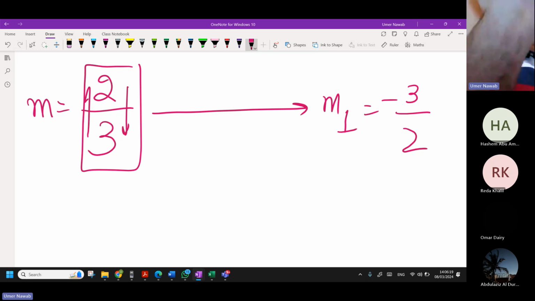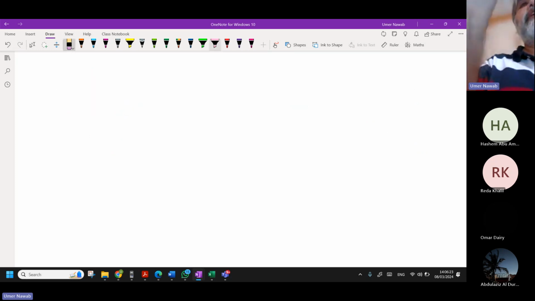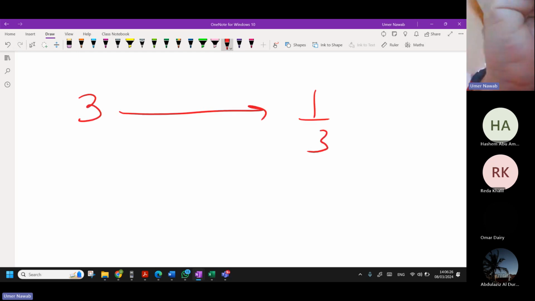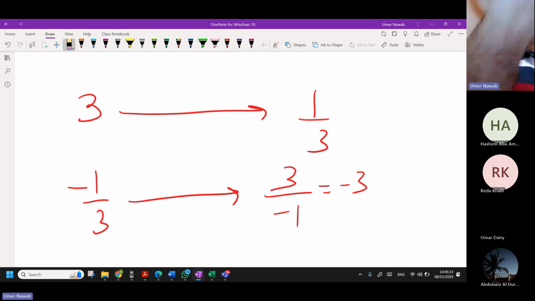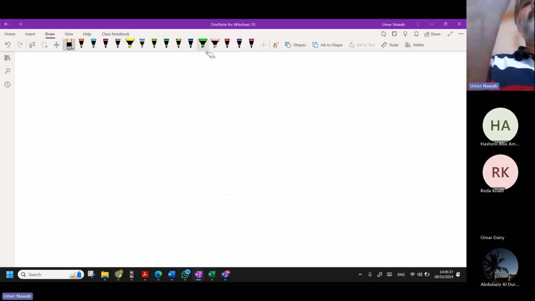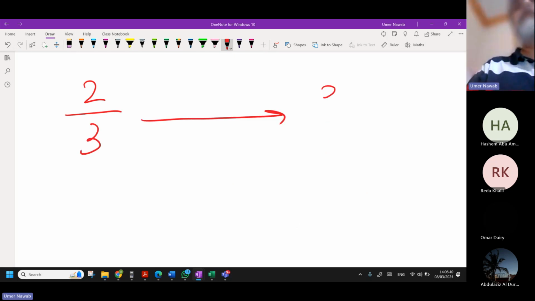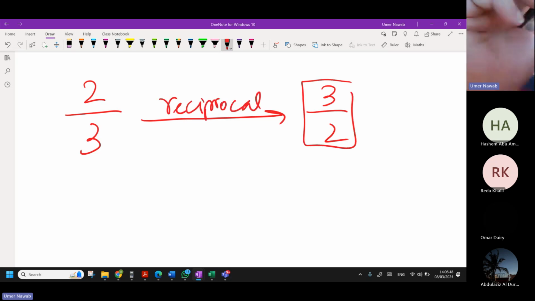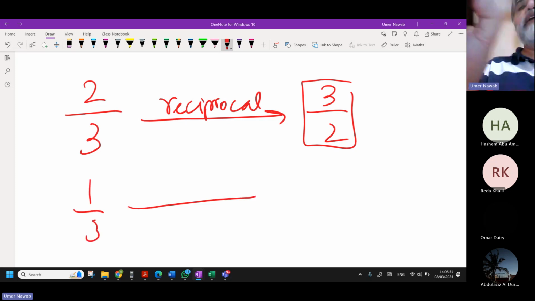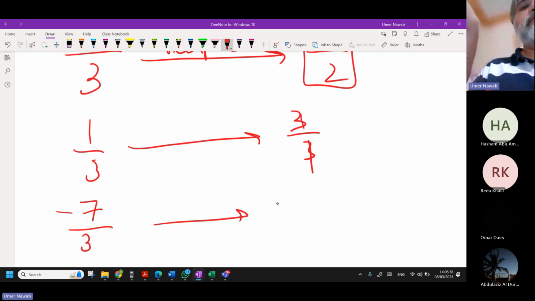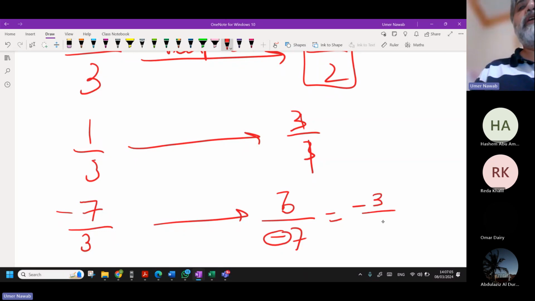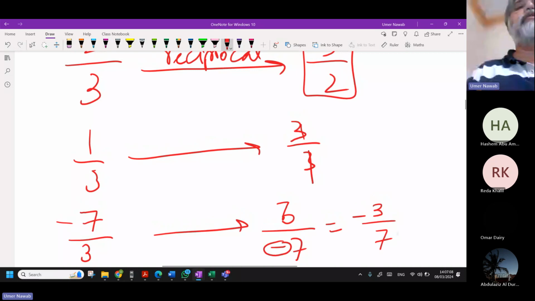Okay, so this is -3/2. However, reciprocal means what? Just flip the fraction. If it is 3, the reciprocal is 1 over 3. If it is minus 1 over 3, then it will be 3 over minus 1, or you can also write it as minus 3. But if the examiner writes the fraction 2 over 3, the reciprocal of 2 over 3 is 3 over 2. I'm not taking the perpendicular gradient. I'm just flipping. Yani I'm taking just reciprocal. So reciprocal means flip it. If it is 1 over 3, then it is 3 over 1. If it is minus 7 over 3, then it is 3 over minus 7. Or you can also write this minus on the top. It's up to you. Same answer will come to you, minus 3 over 7. Anyways, I explained you the concept of reciprocal.